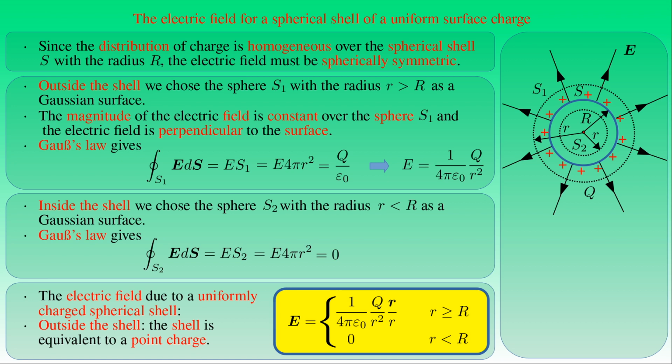Here we plot the magnitude of the electric field E as a function of the distance r from the center of the spherical shell S. The graph shows that there is no electric field inside the shell. That is, the magnitude of the field vanishes at distances from the center less than the radius R of the shell. Outside the shell, that is at distances greater than the radius R, the magnitude of the electric field follows the inverse square law, and it reaches its maximum value at the surface of the shell, which is equal to 1 over 4πε₀, times q over the square of R.